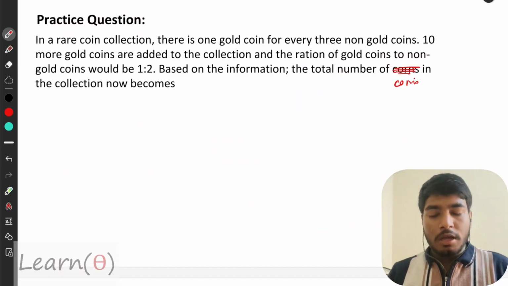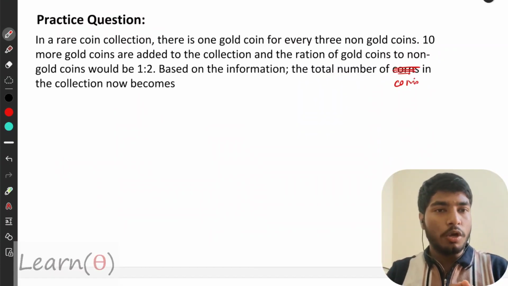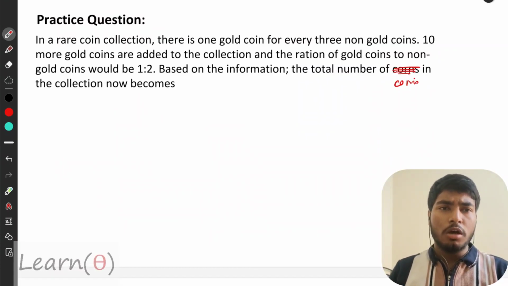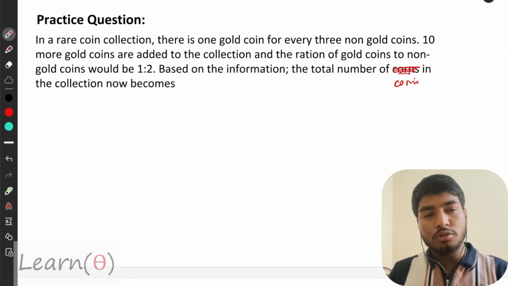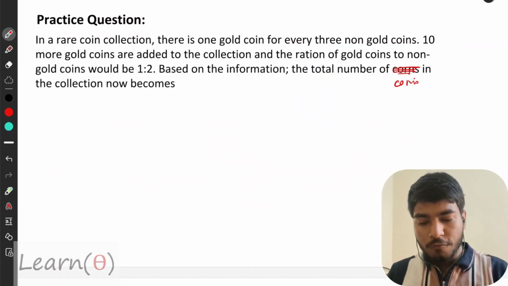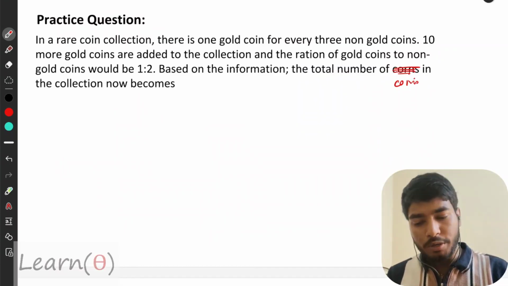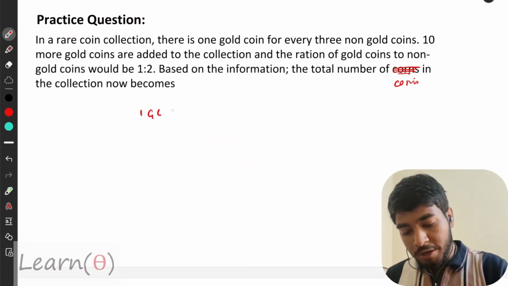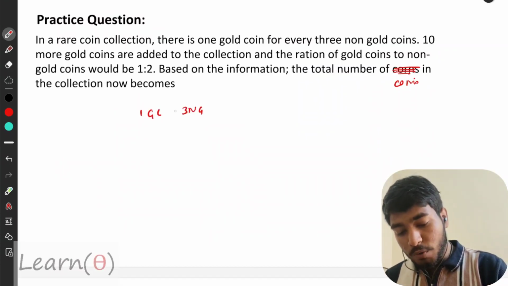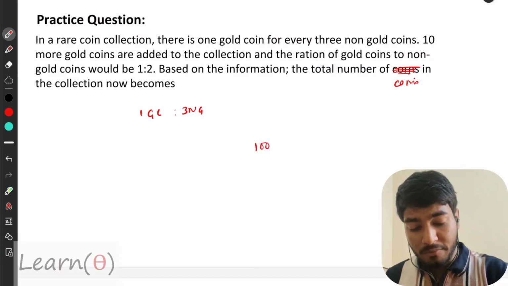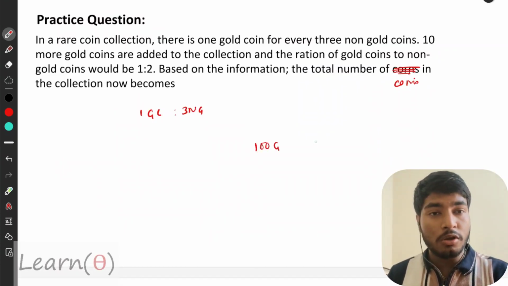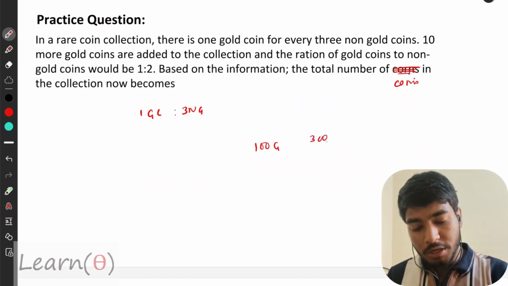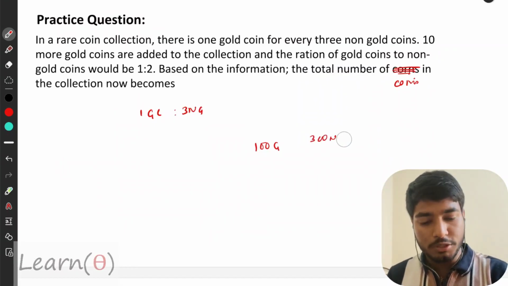Let us read it again. I am a person who is doing a rare gold coin collection. I am so excited by the antique pieces, so I used to collect gold coins. There is one gold coin for every three non-gold coins. Like in my collection, if I am having one gold coin, I am also having three non-gold coins together with it. That means if I am having 100 gold coins, then there are around 300 non-gold coins also present over here.